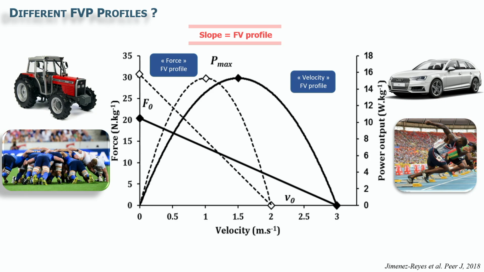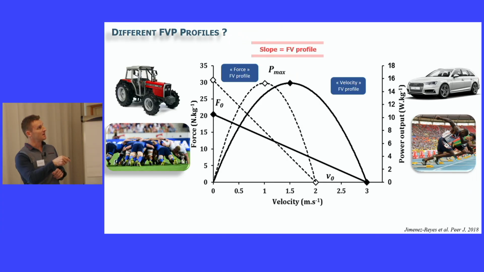So you can have athletes with very different Pmax, okay? But even for the same Pmax, as here, you can have very different force-velocity profiles. And here the force-velocity profile of an athlete is the slope of the force-velocity curve. Okay, so here you have an athlete with a force profile, so high F0, low V0, like a forward player in rugby, for example. And here an athlete with a profile more oriented to the velocity qualities.